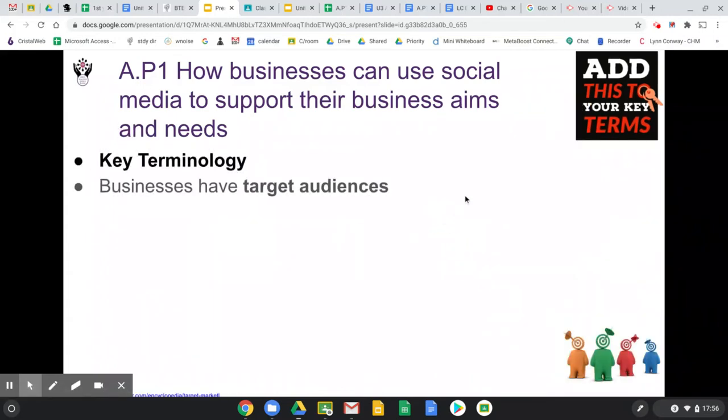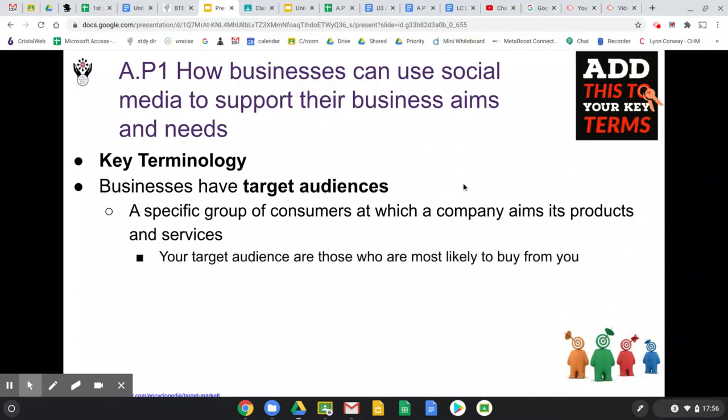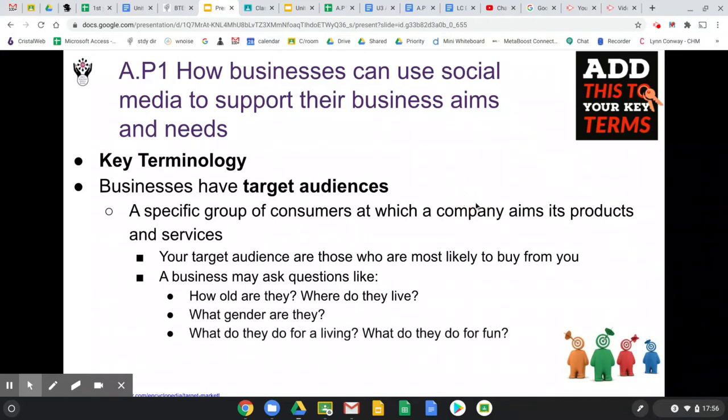The second key term is target audience. So your target audience are the people that you're aiming your products or services at. And they may be classified as people who are most likely to buy that product or service from you. So it might be related to their age or where they live. It might be their gender or other factors about them. It could be what they do for a living, how much money they earn, what they do for fun. So again, target audience is an interesting term that you're going to use, hopefully, in your coursework. So again, you can add that to your Quizlet.